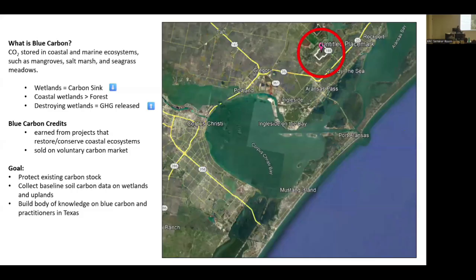So this was kind of a final step after lots of work to get here, to identify which site and move forward. Our goal at HDR was to collect baseline soil carbon data, just the soil, in the wetlands and the uplands where we expect that tidal marsh to migrate over time under sea level rise. And then a background, overarching goal was just to build the body of knowledge on blue carbon in Texas. This is still an emerging field, and having more people that can do the work is in everybody's interest.